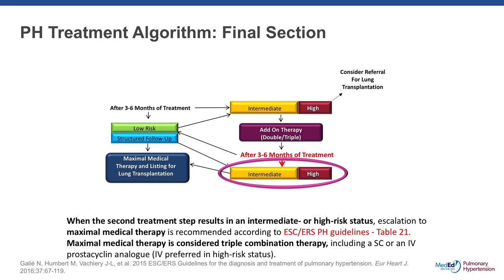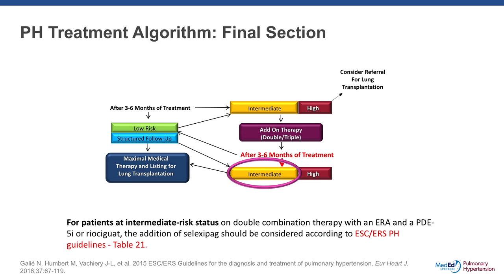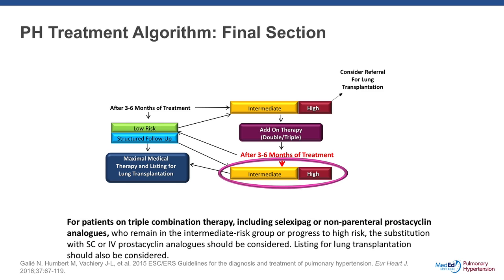So if after your second step you're still at intermediate or high risk, again, you need to escalate. Maximal medical therapy is recommended, and at this point, you should consider triple therapy with a parenteral prostacyclin. However, in patients who are at intermediate risk and are on an ERA and PDE5 inhibitor at that point, one could consider the addition of selexipag, particularly for the intermediate risk group. For the higher risk group, we would prefer a parenteral prostacyclin.